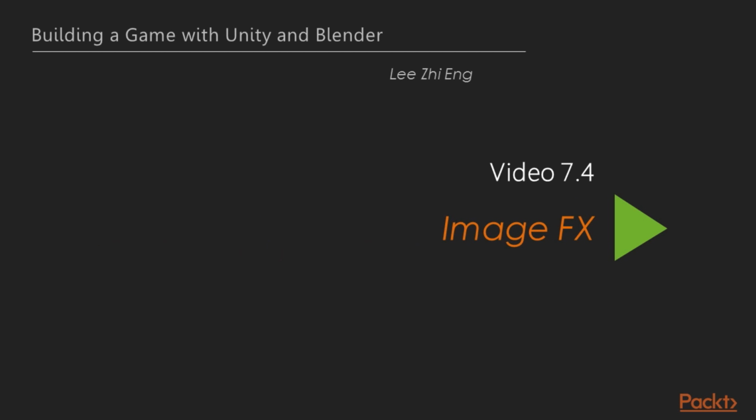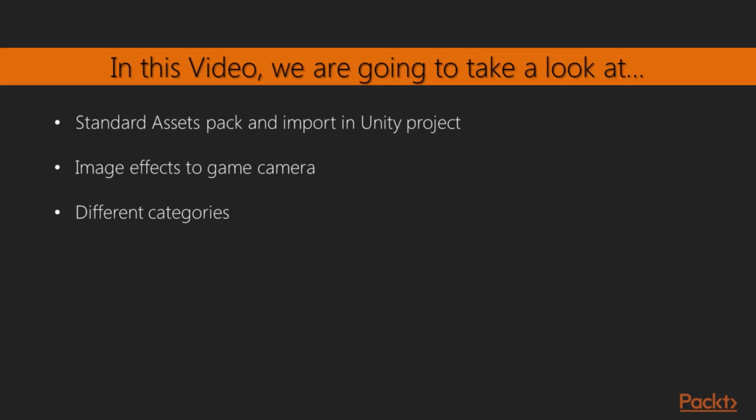Hey, welcome to the next video, Image Effects. In the previous video, we looked at torch fire. In this video, we are going to download the free standard assets pack and import it in the Unity project. Then we will apply the image effects to your game camera and then discuss its different categories.